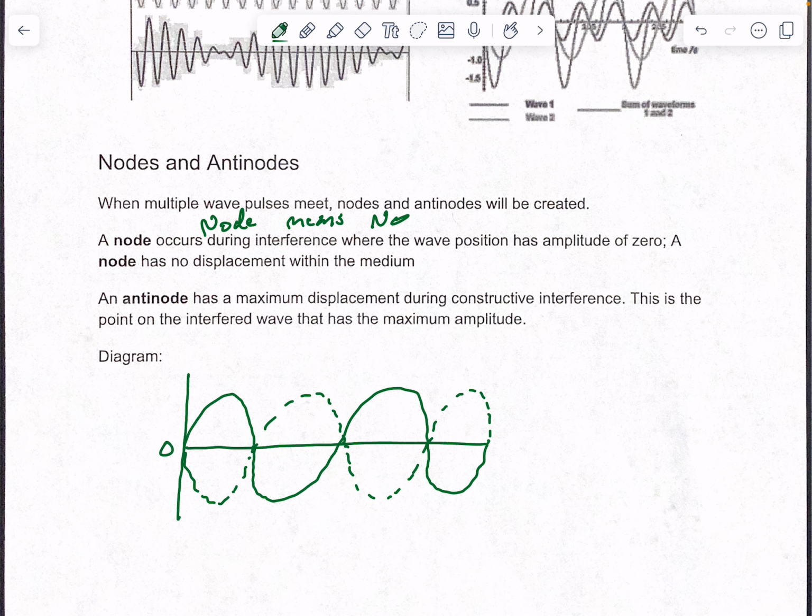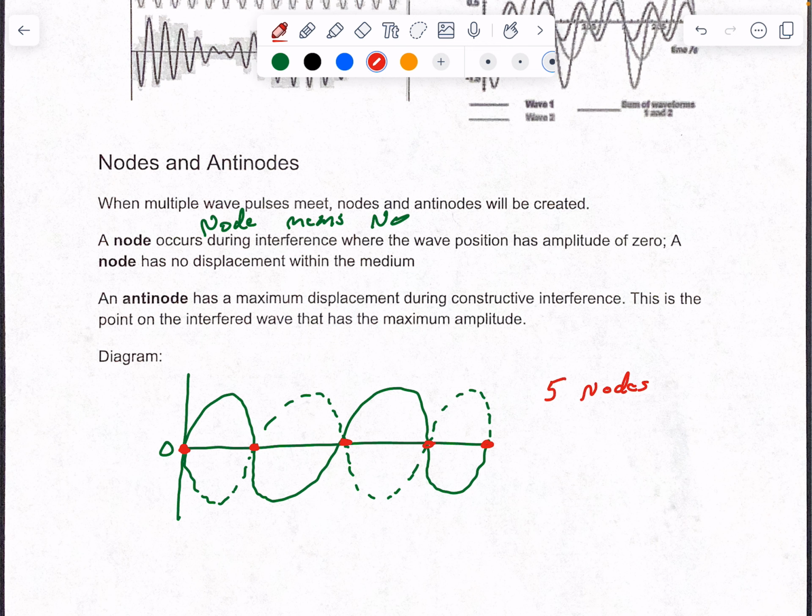Well, if this is your origin line and the origin line is a 0, when do we have 0? Let me switch up colors a little bit. We have 0 here, here, here, here, and here. So if I asked you how many nodes are on this, this would be 5 nodes.